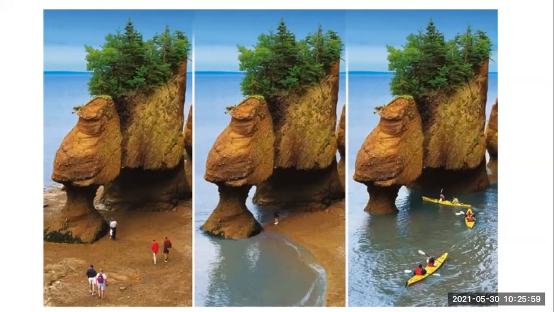So that's one of the problem. So this is a pretty famous tourist destination as well. Bay of Fundy in Canada.